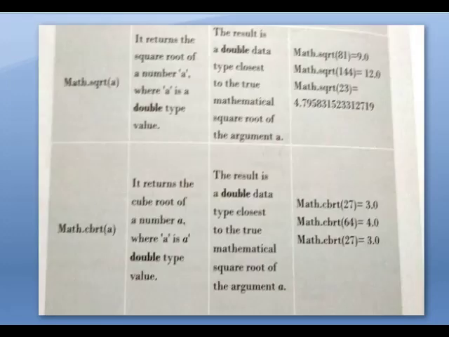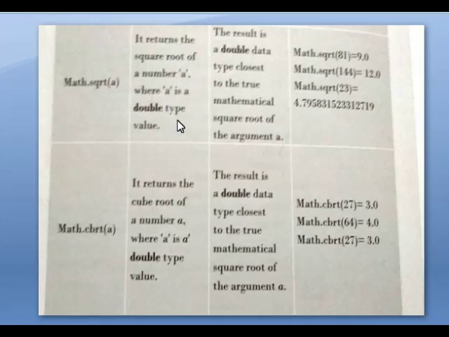Okay, so the next function is Math.sqrt of a, that is square root. If you are going to find the square root of any value, we have to use the function Math.sqrt of that variable. It returns the square root of a number a, where a is a double. Here also the return type is double.